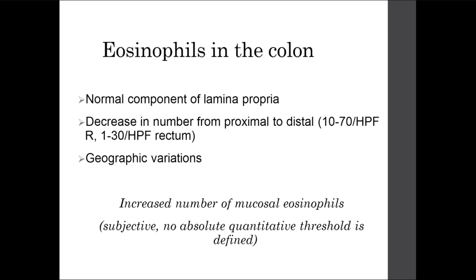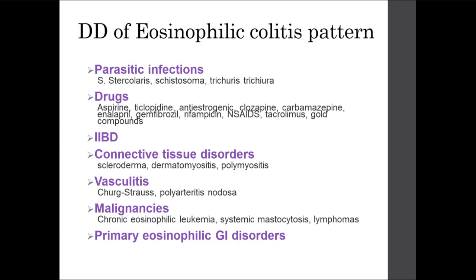The right side of the colon will have many more eosinophils. As we move toward the left side and rectum, we're going to see much less of an eosinophilic infiltrate. There's also geographic variations. People living near the tropics have more eosinophils. That's why defining an absolute threshold becomes a little challenging in clinical practice, and I apply these histologic criteria that I mentioned. What is the differential diagnosis for this pattern?